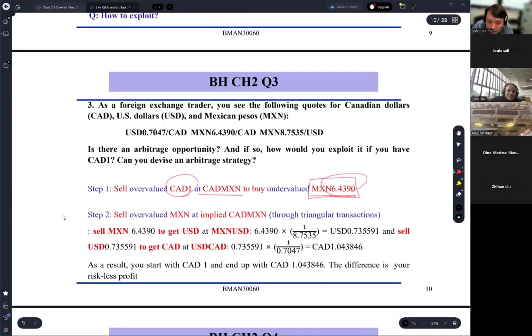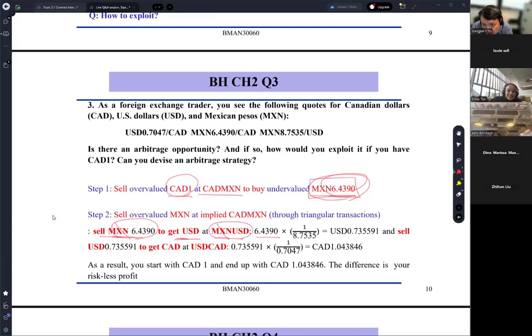That's what we are doing here. So one Canadian dollar, you sell one Canadian dollar to get Mexican peso. Right away, you're gonna sell that Mexican peso to get dollar at MXN USD. Then MXN will be canceled. You're gonna get US dollar amount.